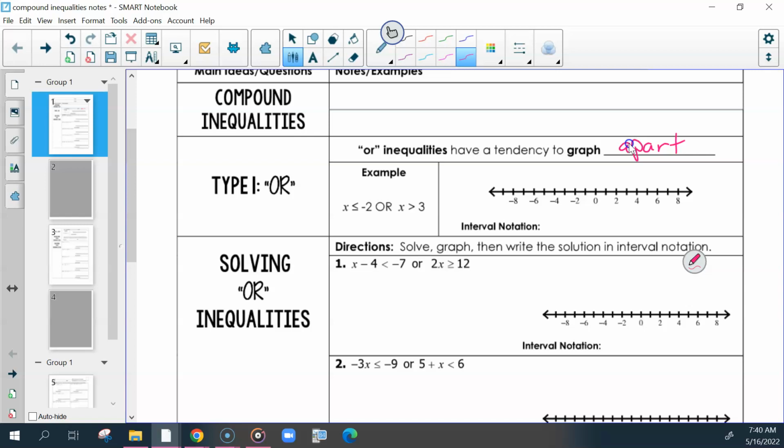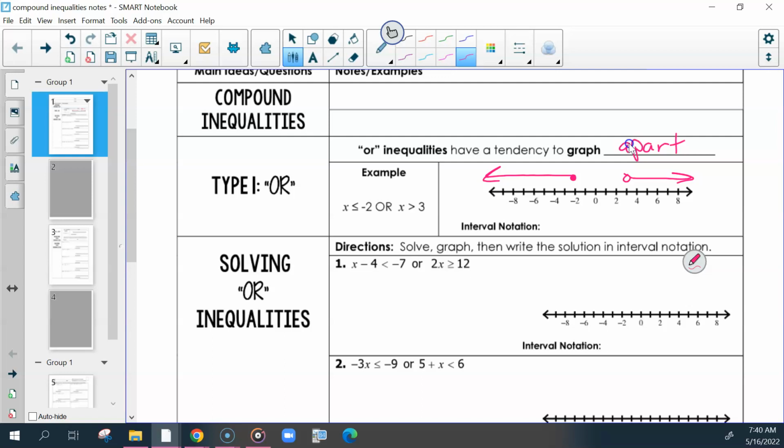So if we had this example right here, x is less than or equal to -2, there would be a closed circle at -2, going to the left. X is greater than 3 would be an open circle, going to the right.